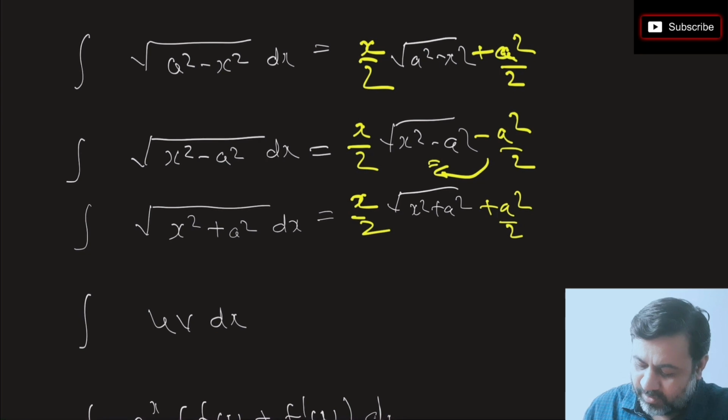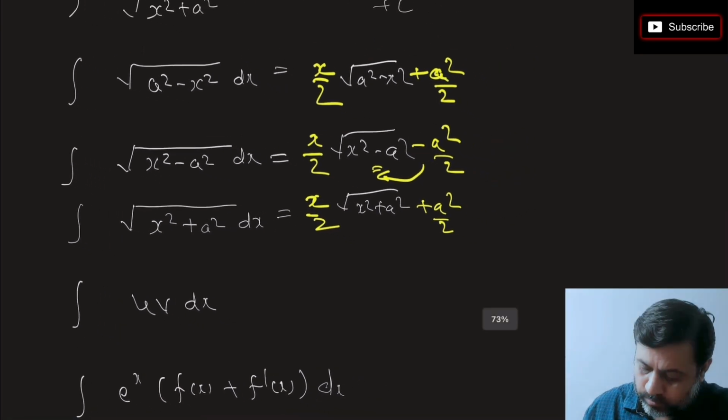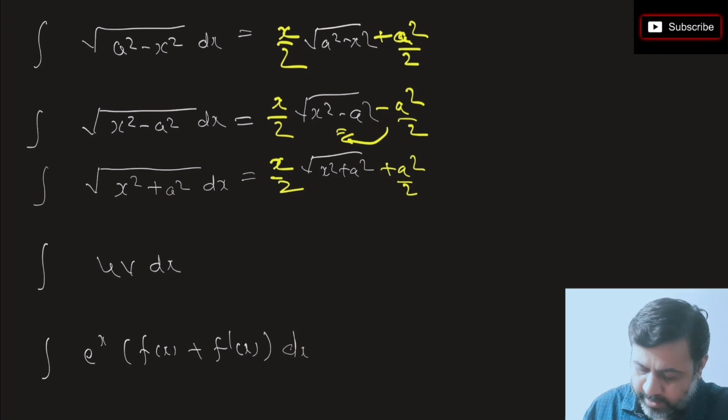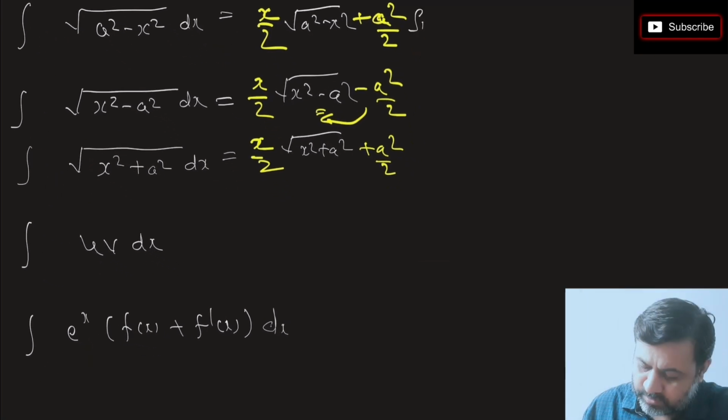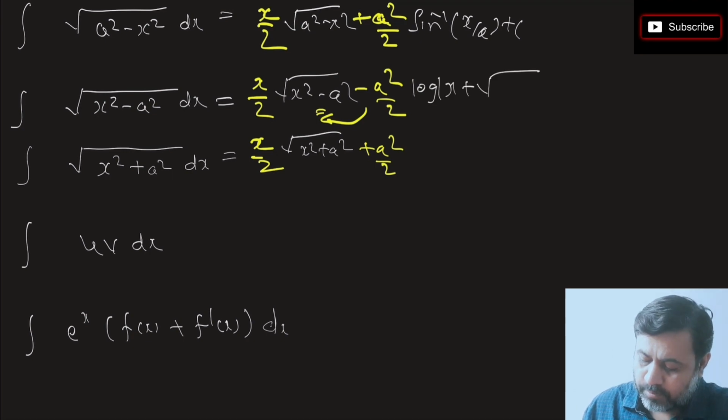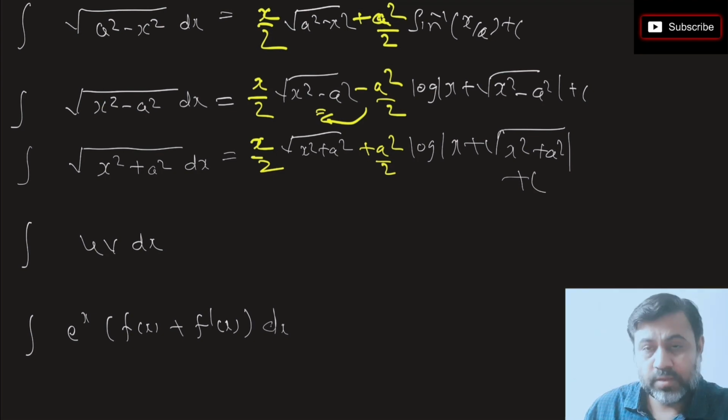ठीक है, तो यहाँ पे क्या आएगा, the first one will be sin inverse of x by a plus c. The next one will be same thing, log mod x plus question itself. यहाँ पे x square minus a square है, so I'll just write whatever the question part, x square minus a square plus c. Next one will be log mod x plus question itself, x square plus a square plus c. ठीक है, these are easy. ठीक है, you just need to practice it.